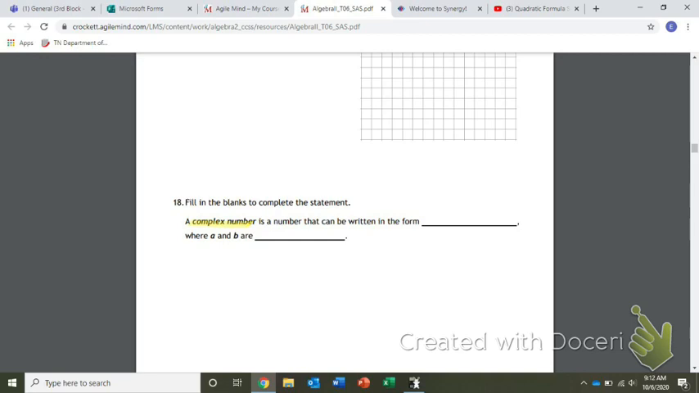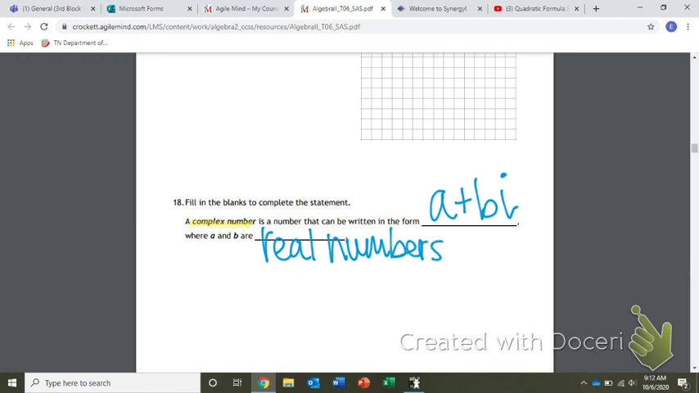A complex number is a number that can be written in this form and this form only: A plus B i. Know it, live it, love it, learn it. Where A and B are real numbers. So you will always have a number for A. You will always have a number for B. That i will stay in i because that is the imaginary i that goes for your complex number. Okay?